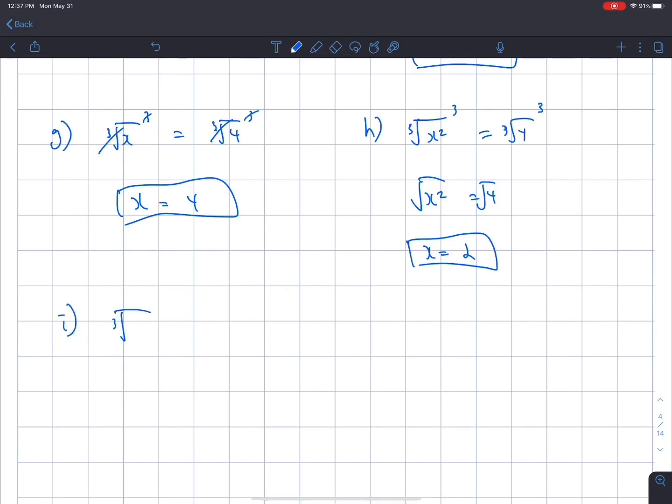I. Cubic root of x equals 9. Raise both sides to the power of 3. We get x equals 9 to the power of 3. 9 to the power of 3 is 729.